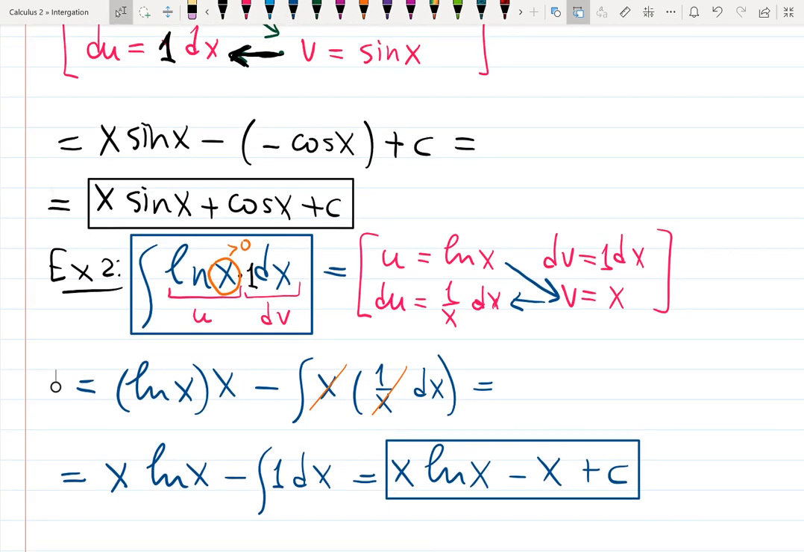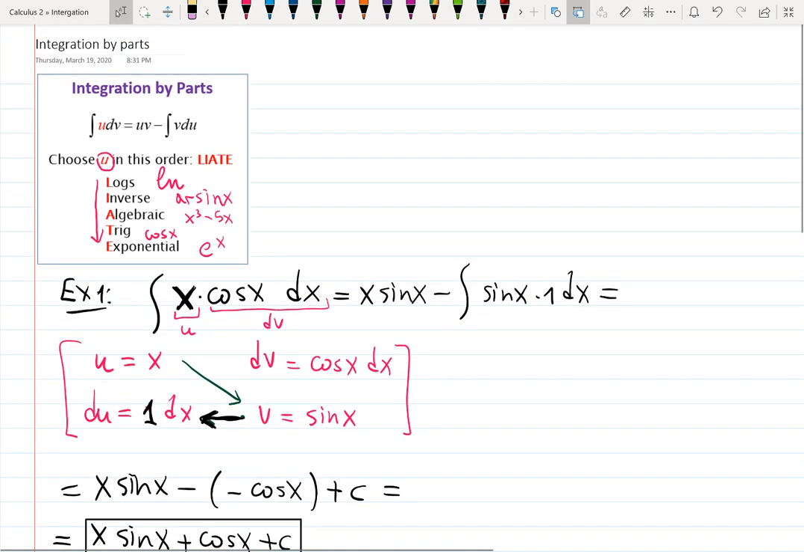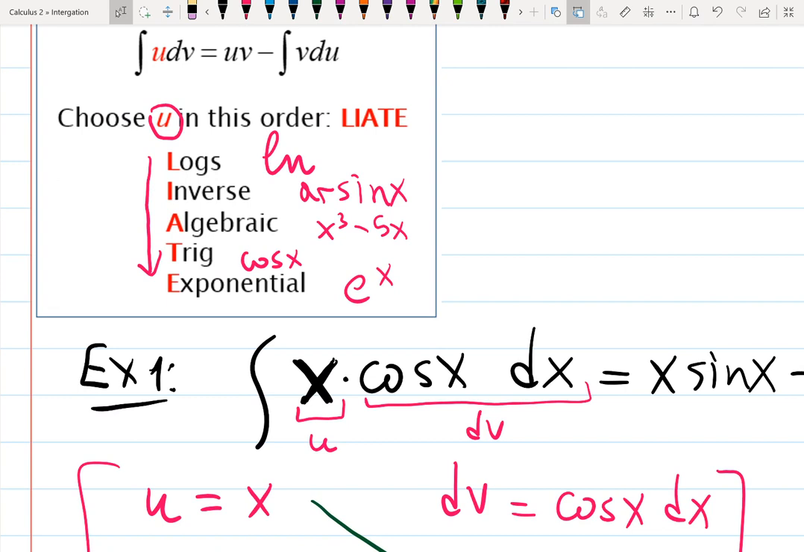So this is a very nice feature to remember, LIATE. LIATE helps you to choose what should be u when you're working with integration by parts. And it's very rare when we actually choose exponential function to be u. Usually log, inverse, algebraic, or trigonometric function should be u. There are actually very few examples where choosing e to the x as u helps, but it's still in the list. Hope it was helpful. Now go and integrate as many times as you need to be very good at integration by parts.